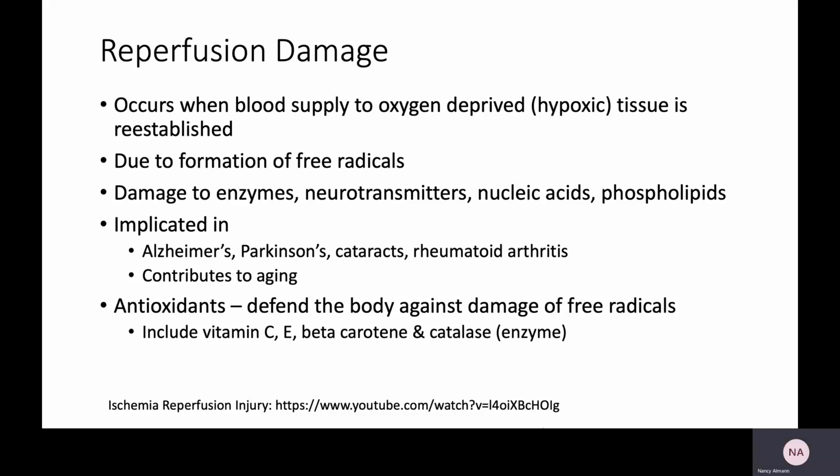So it is wise to consume a good and healthy diet, which contains a lot of fresh fruits and vegetables, because they contain what are known as antioxidants, which defend the body against the damage of free radicals: vitamin C, vitamin E, beta-carotene, and catalase, which is an enzyme.